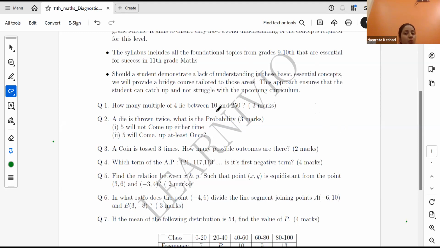We don't even have to take 11. So it starts from 12 and 16 like that, right? Yes, Miss.